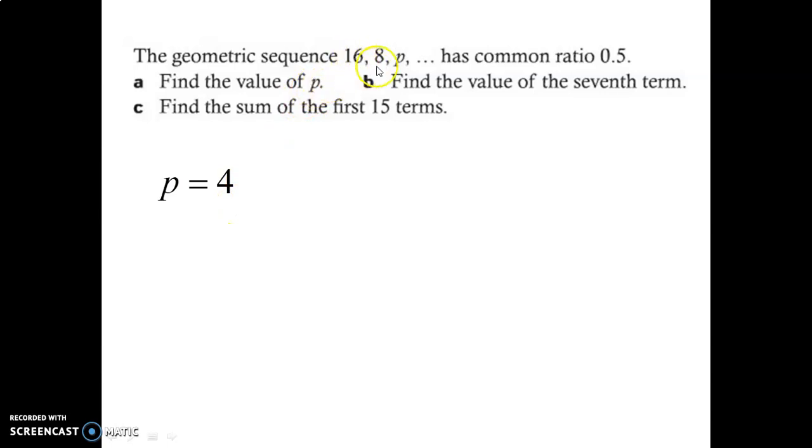We can see this geometric sequence. This is 16 times 0.5. Then 8 times 0.5 will give us a value of 4. Next, part B. Find the value of the seventh term.